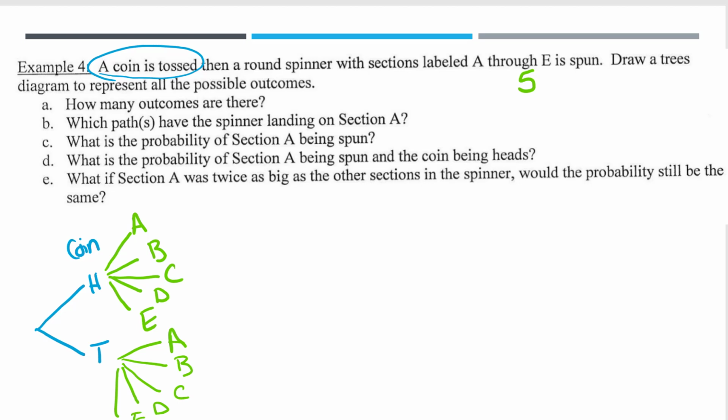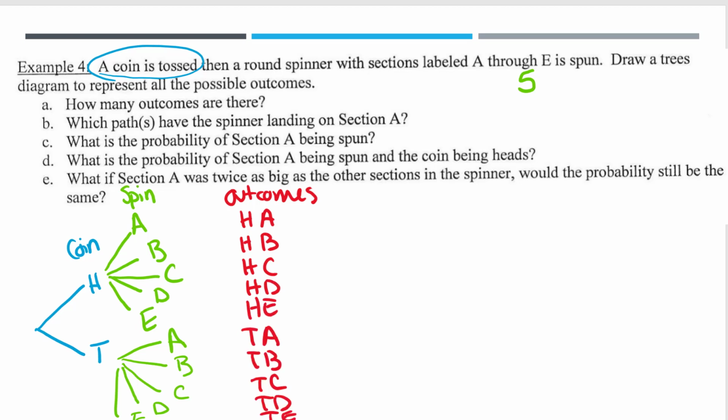I'm going to list the outcomes. So this is the spinner. When we list the outcomes, we have head A, head B, head C, head D, head E, and then the tails. We have a total of 10 outcomes. So how many outcomes are there? There are 10 possible outcomes.